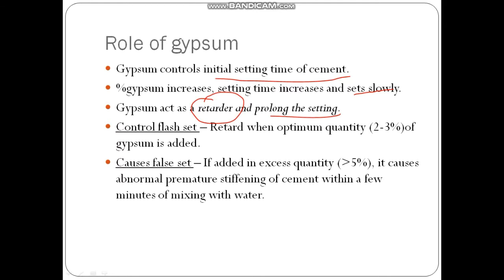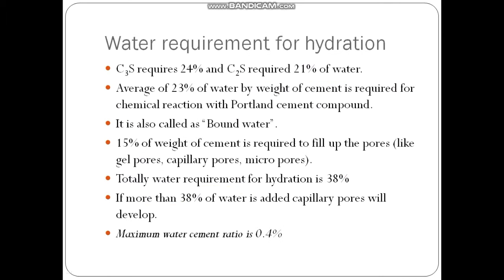The role of the gypsum is of two types. It controls the flash set and causes the false set. So it retards when an optimum quantity of 2 to 3% of gypsum is added, and if an excess quantity, that is greater than 5%, is added, it causes abnormal premature stiffening of cement, and within a few minutes of mixing water it causes false set.